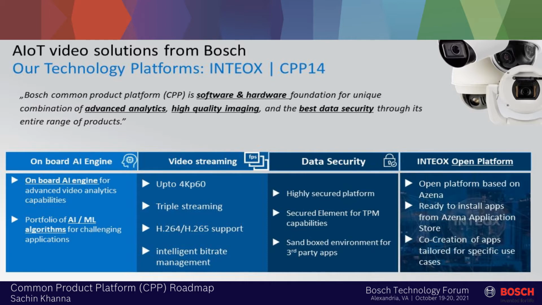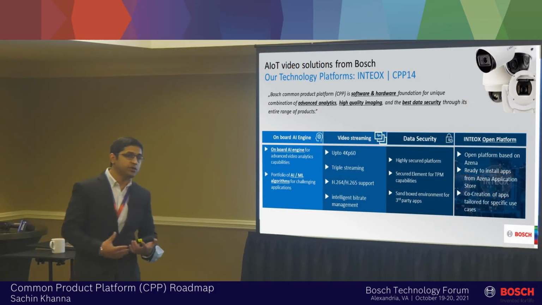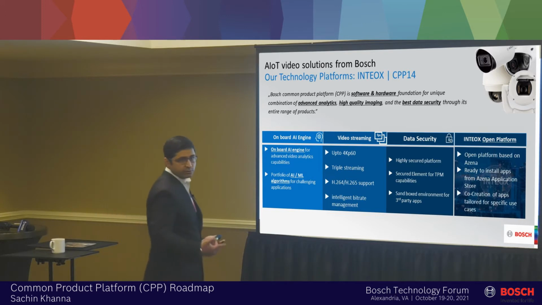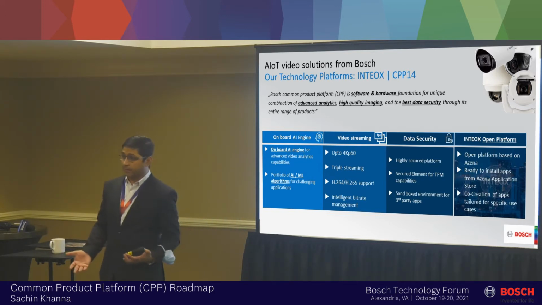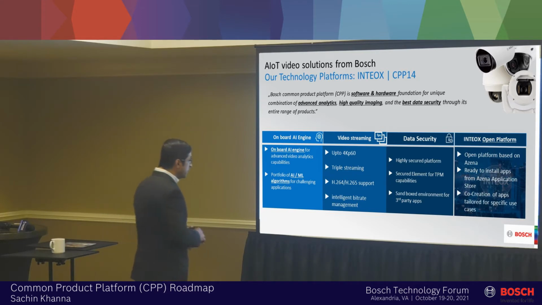From the video streaming perspective, where we are going right now, all our new cameras are capable of streaming up to 4K P60. We do have some multi-sensor platforms also coming out. You will see that we have some cameras where we can go up to 20 megapixel, all real time. So we can stream up to 20 megapixel, 30 frames, all at the same time in these cameras.